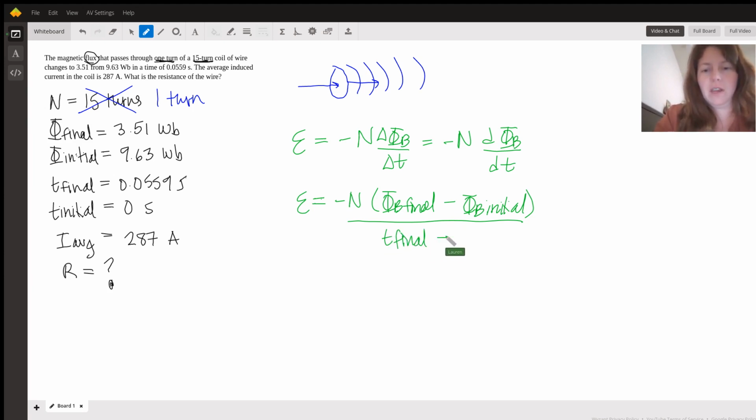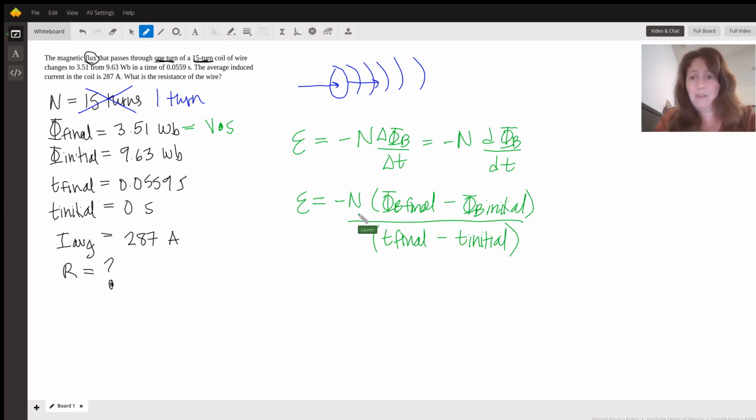And you have to be a little careful here reading through this question. It's written a little weird. So the final one, it changes to 3.51 from 9.63. And we've got units of Webers, which, if you break it down, is a volt second. And then we know the average induced current in the coil is 287, and it's asking us for the resistance. So this equation right here, Faraday's law, is just giving us the EMF.